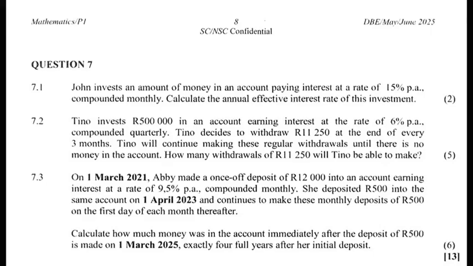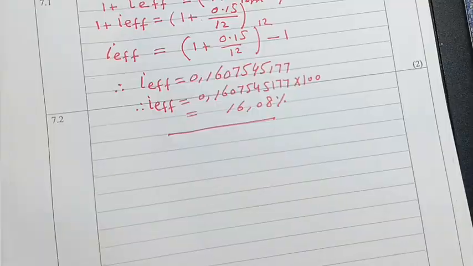7.2, Tino invests 500,000 in an account earning interest at the rate of 6% per annum, compounded quarterly. Tino decides to withdraw 11,250 rand at the end of every 3 months. Tino will continue making these regular withdrawals until there is no money in the account. How many withdrawals of 11,250 will Tino be able to make? This is a present value question. I'll show you how to solve.